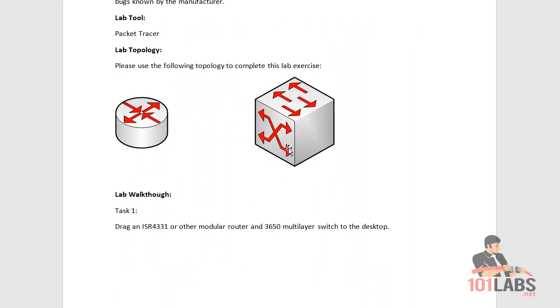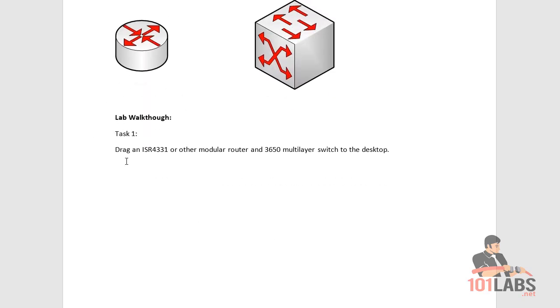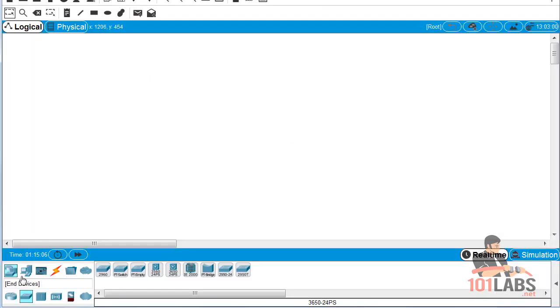So we're going to use a topology: a layer 3 switch. Technically this is an icon for an ATM switch, but a multi-layer switch and a router. Looking at my version of Packet Tracer, I'm suggesting you use an ISR 4331 router and a 3560 multi-layer switch.